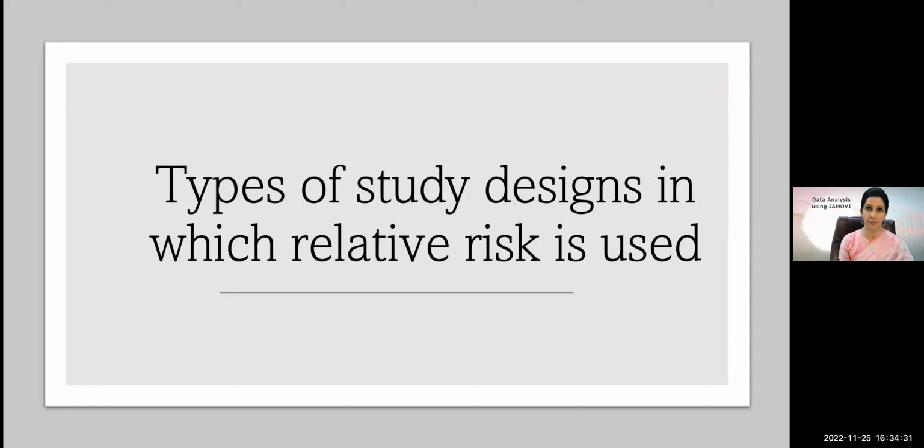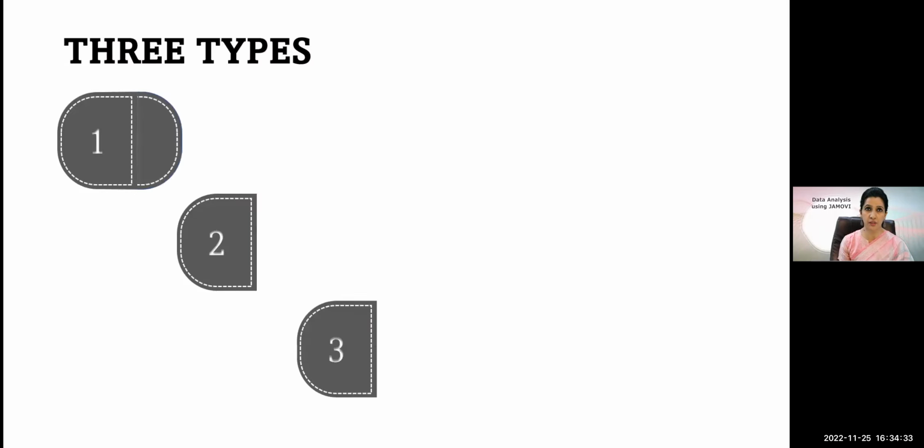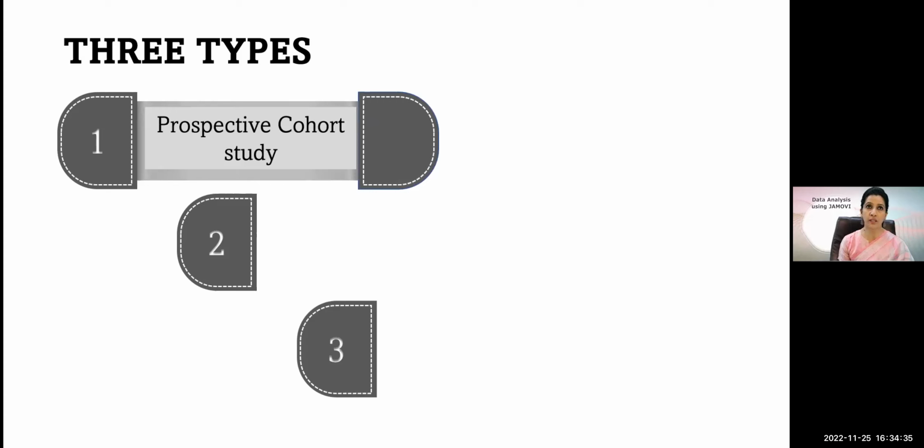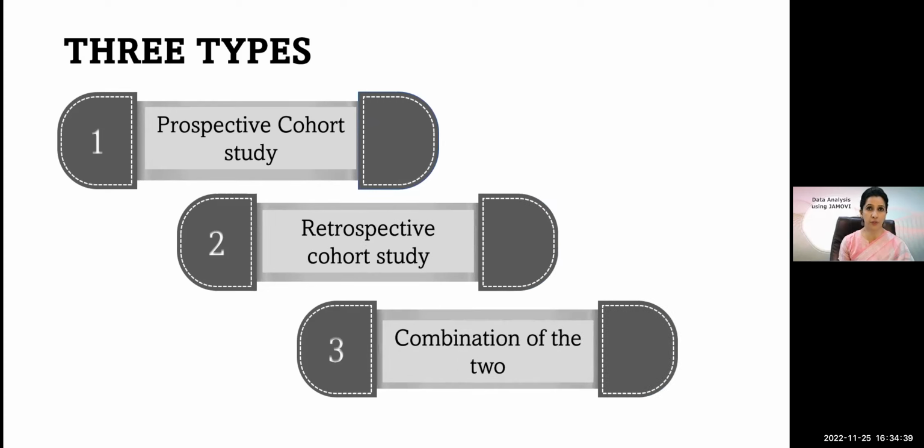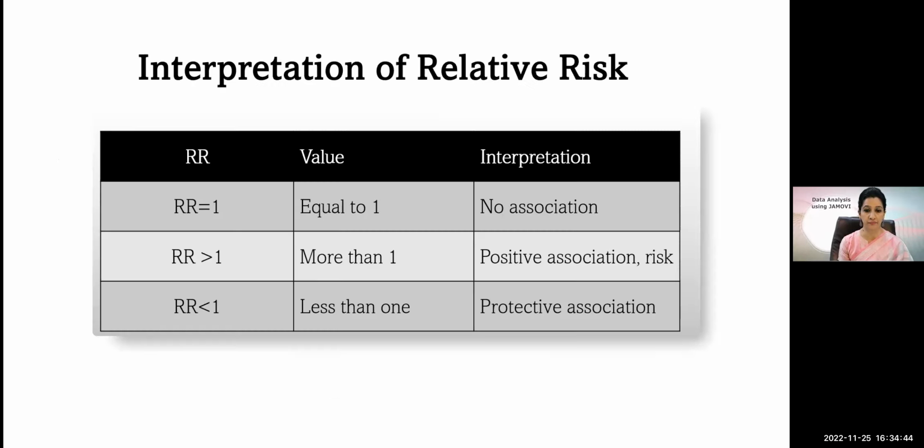So, the types of study design where we can use this relative risk: most commonly, it is done in the prospective cohort study, but we can use this in a retrospective cohort also, or in a combination of the two types of study.